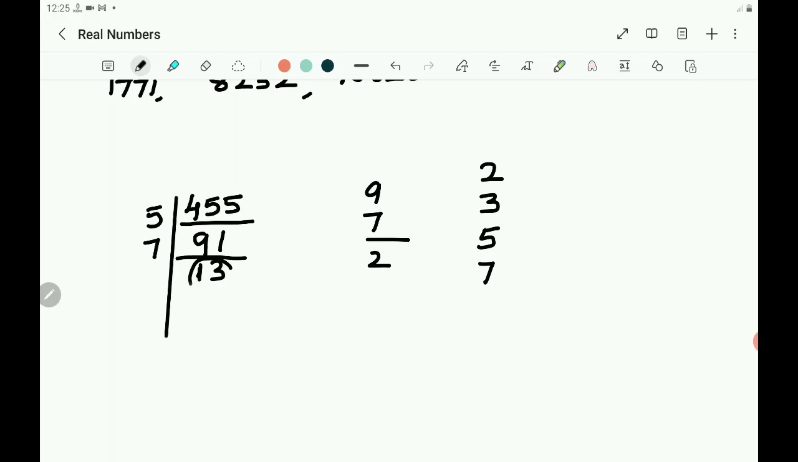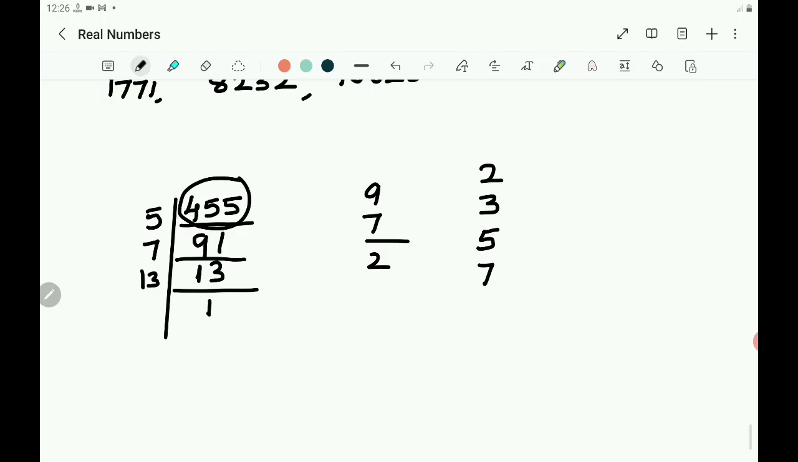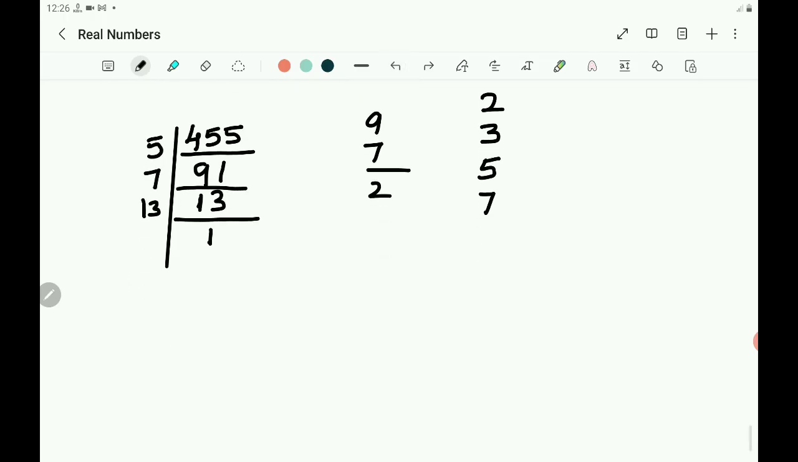Next, 13 itself is a prime number. Then directly you can write 13 ones are 13. Then the factors of 455 are 5, 7 and 13. Then you write 455 is equal to 5 into 7 into 13.